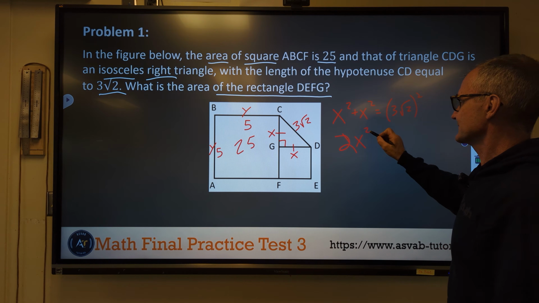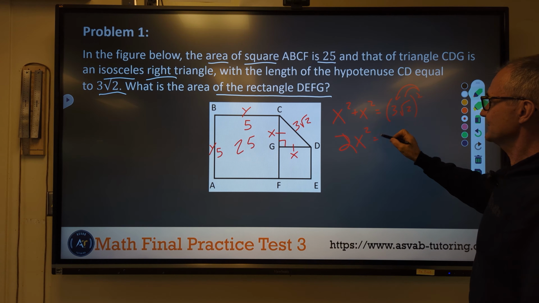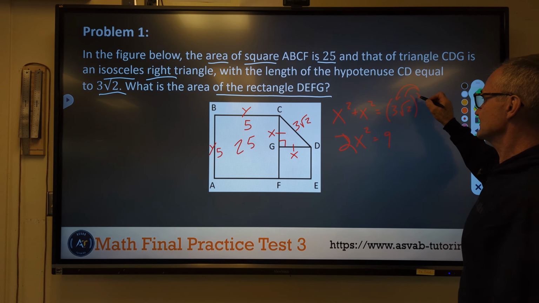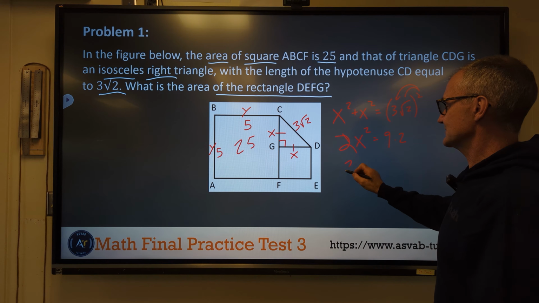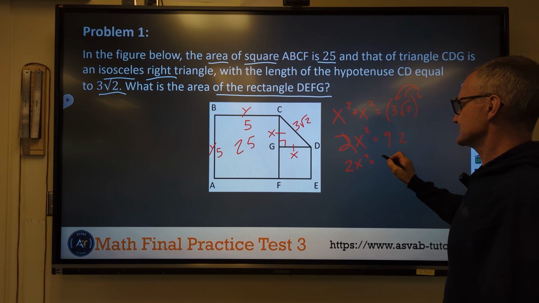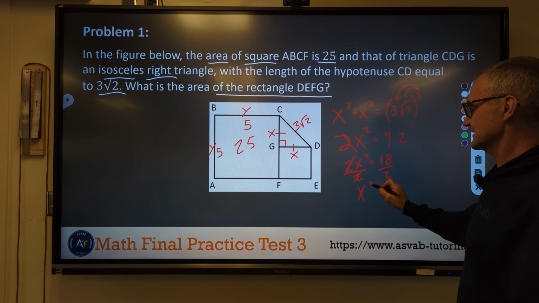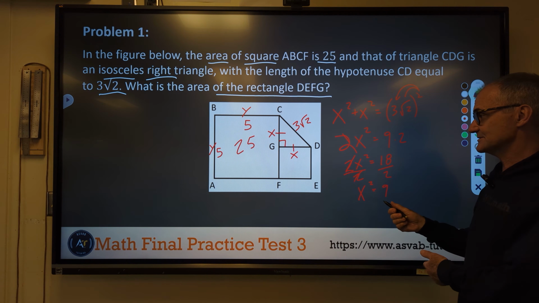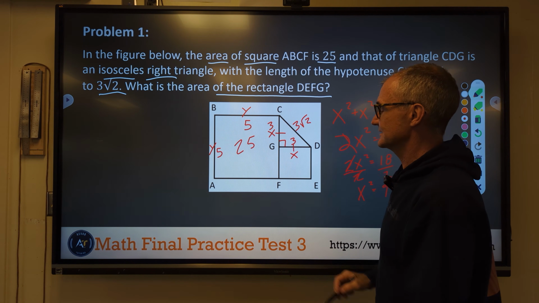2x squared. Distributing the square through the quantity here, I have 3 squared, 3 times itself, 9, root 2 times itself. Root 2 times root 2 is 2. Then I have 2x squared equals 18. Divide both sides by 2. These will cancel. X squared equals 9. So what I'm saying again here, what times itself equals 9? That's 3. So this is 3. This is equal to 3.